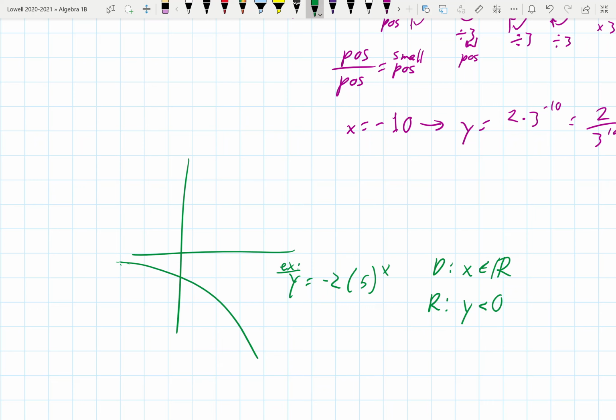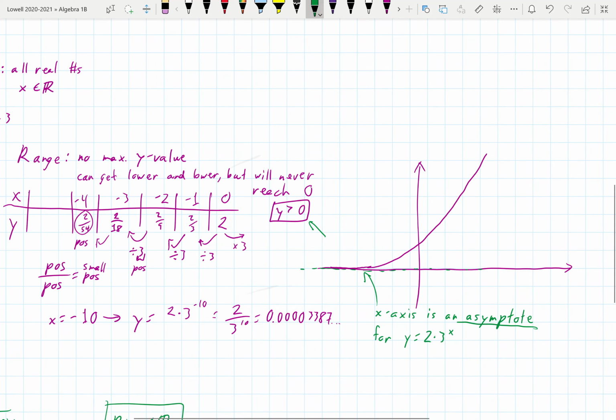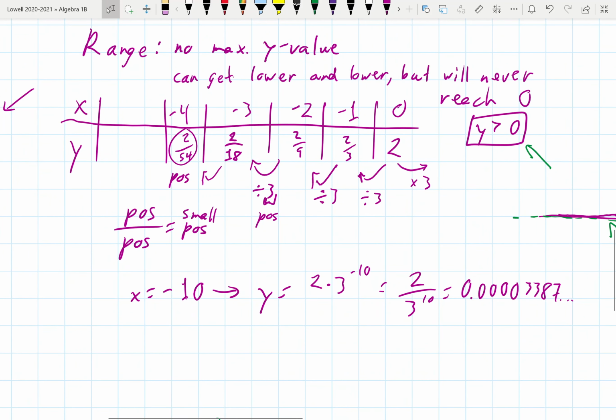Okay. So hopefully that makes some sense. Hopefully we learned a little bit of new vocab with the asymptote, but hopefully we also see why, just based on what we know about how multiplication and division work, our graph can never actually reach 0.